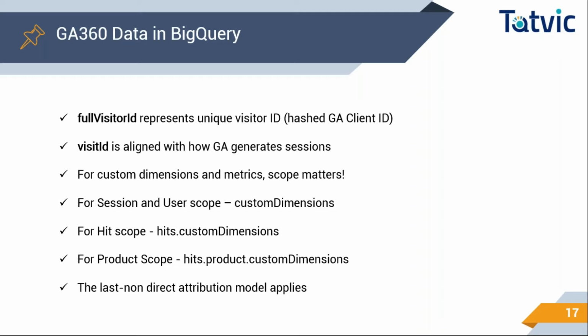One key thing to note here is that whenever you are querying a certain data set from BigQuery, make sure that you have checked your Google Analytics account and verified whether a particular dimension, let's say dimension number 8, is a dimension of hit scope, product scope, or session or user level scope. Likewise, whatever the scope, you can select the similar field from the BigQuery schema.